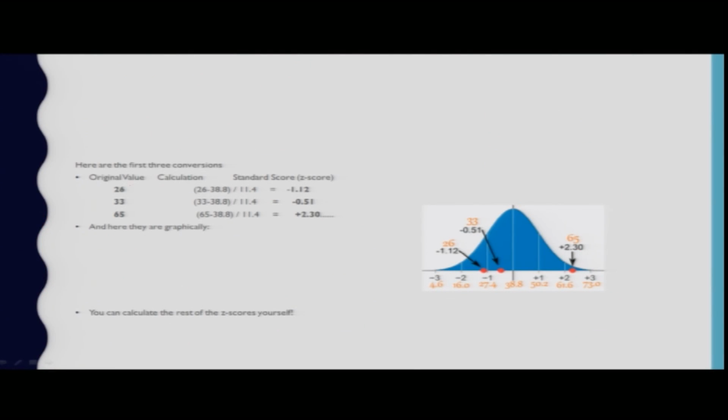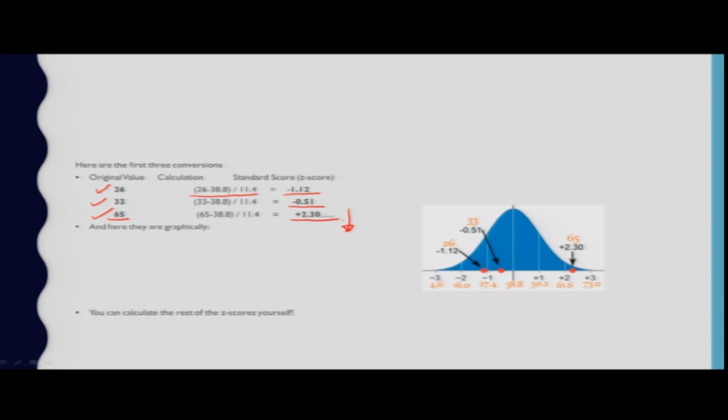So, now let us say the first three values were 26, 33 and 65. I have calculated this value as an original value and its calculation as this, and the standard score has come out as minus 1.12. For 33 it has come out as minus 0.51. For 65 it has come out as plus 2.30, and so on and so forth.